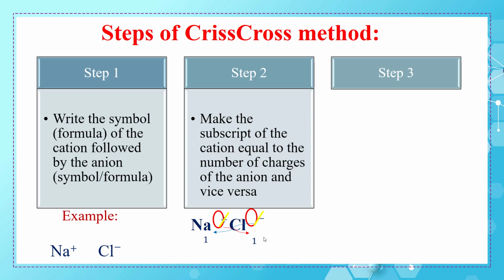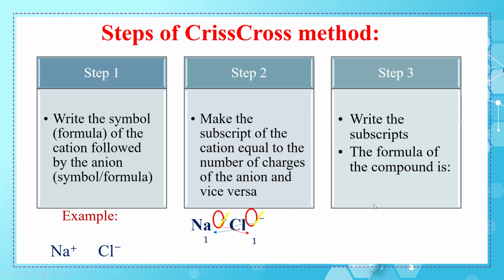What about step 3, which is the last step? Write the subscripts. The formula of compound is Na1Cl1. So we have taken the one from here and put it here as a subscript for chloride, and we have taken the number of charges of chloride and put it here as a subscript for Na to get an ionic compound Na1Cl1. But the ionic compound is NaCl because we can reduce the one with this one and we get NaCl.